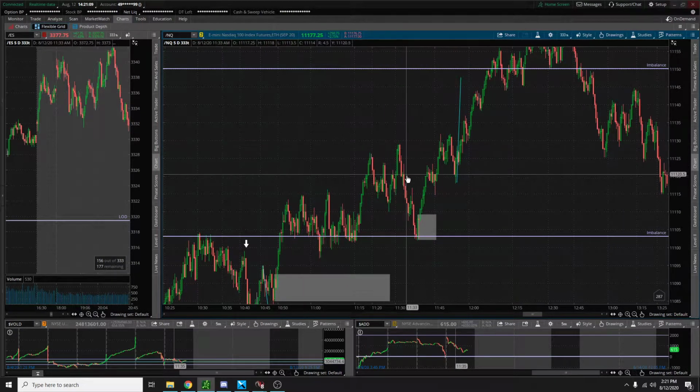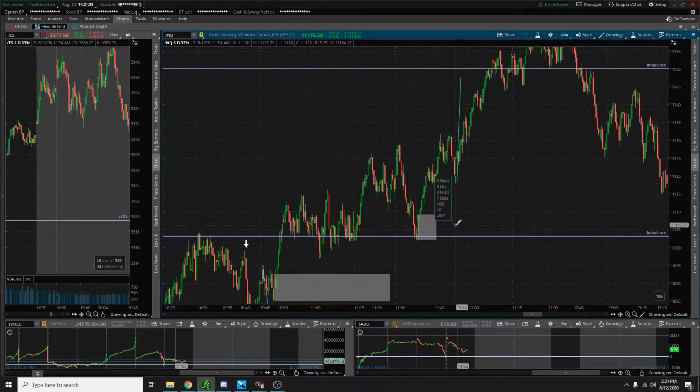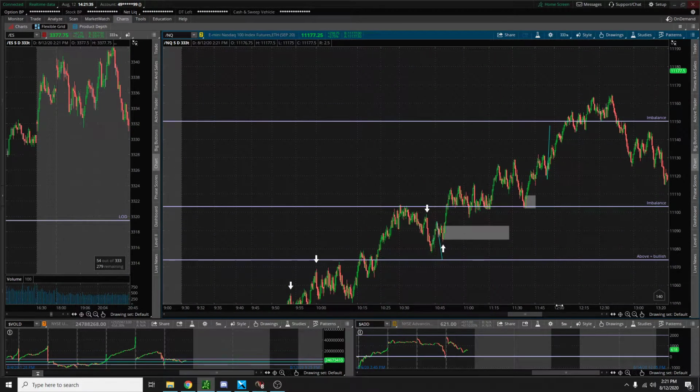Now, we went up. We tested the bottom, right? And like I said, you know that they're most likely to fill the imbalance once we are inside. So, logically, what can you do? You would look for longs, long positions at the bottom of the imbalance, expecting a move to the top. Very simple, really nothing too complicated.